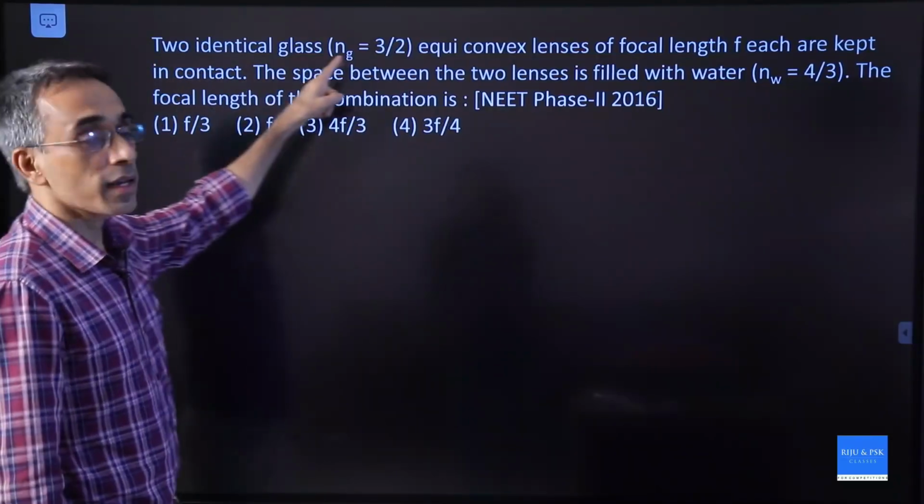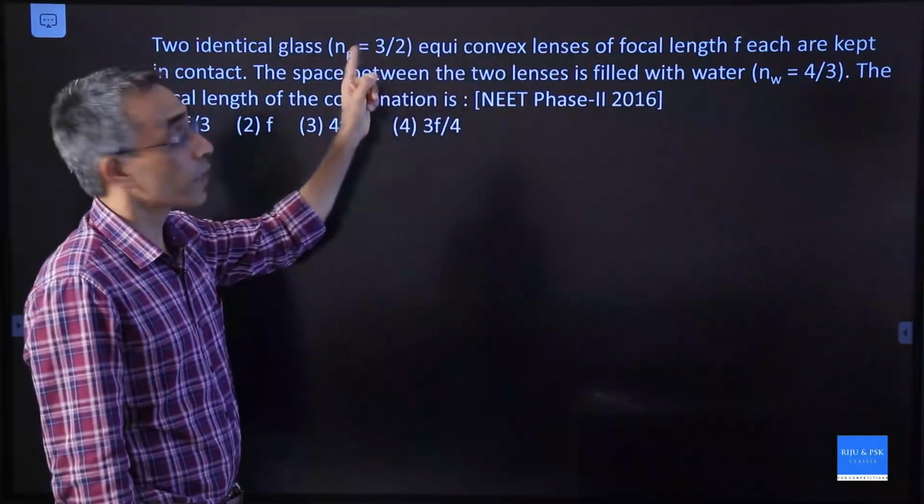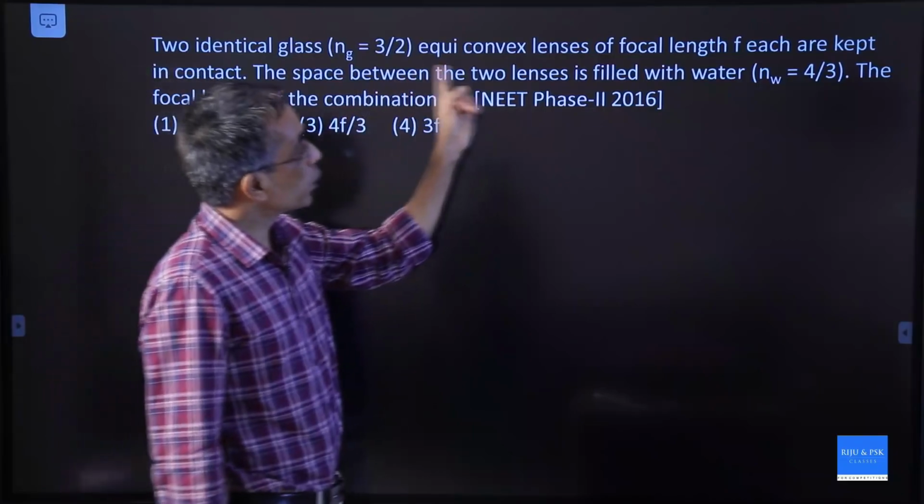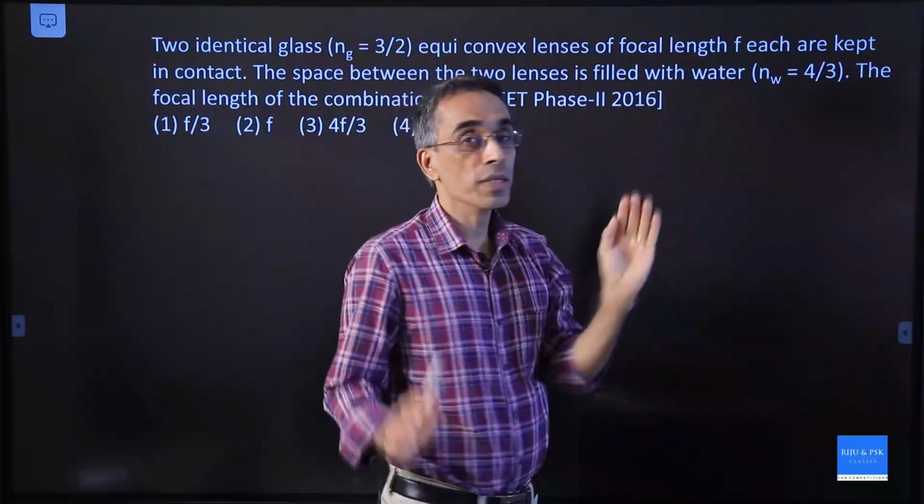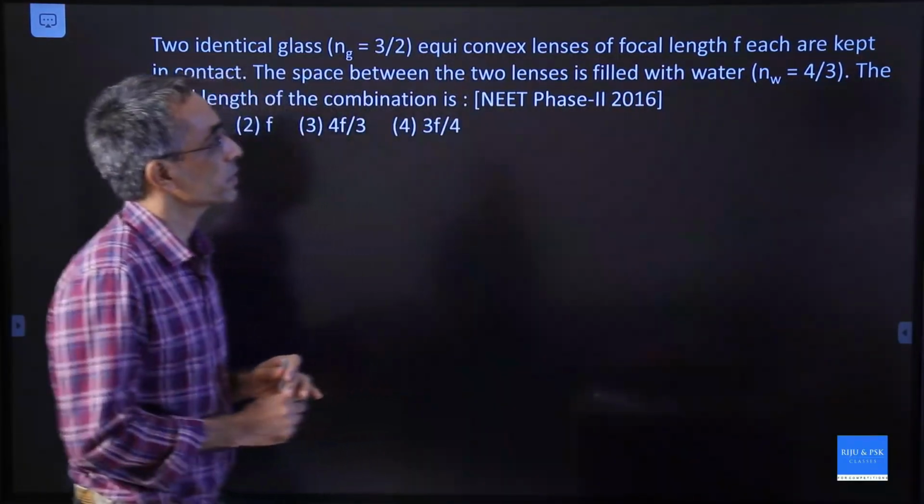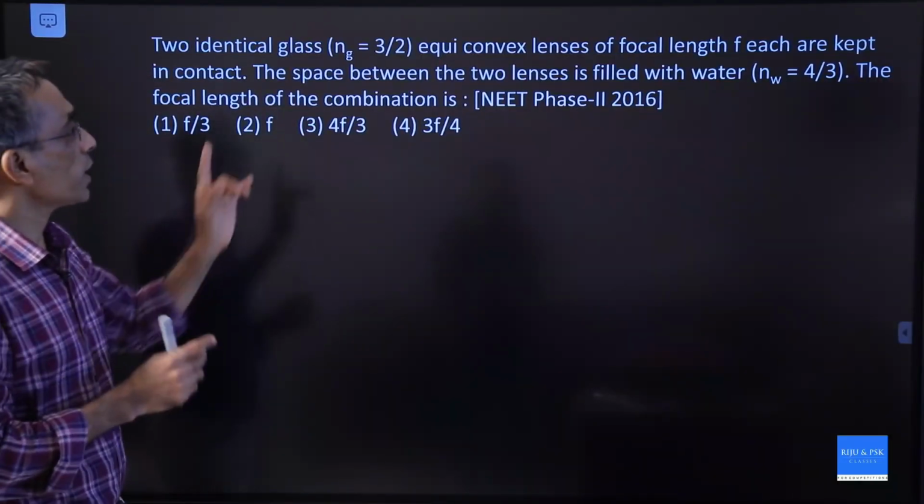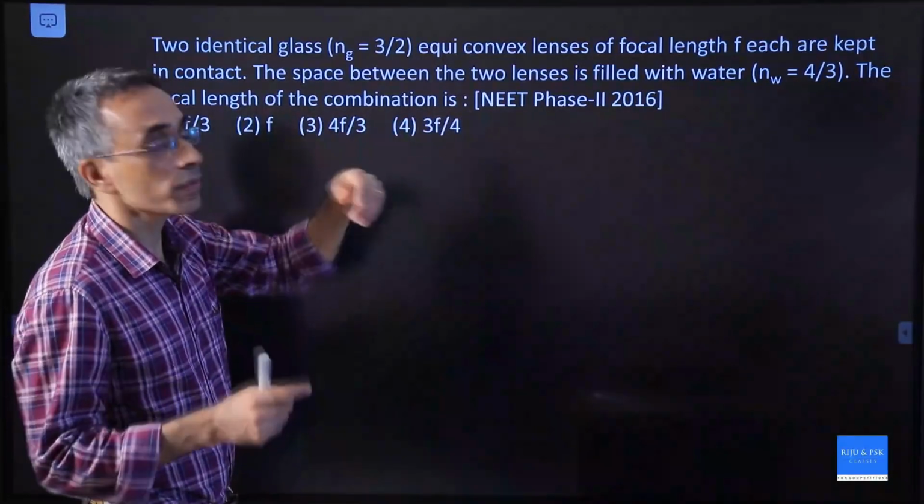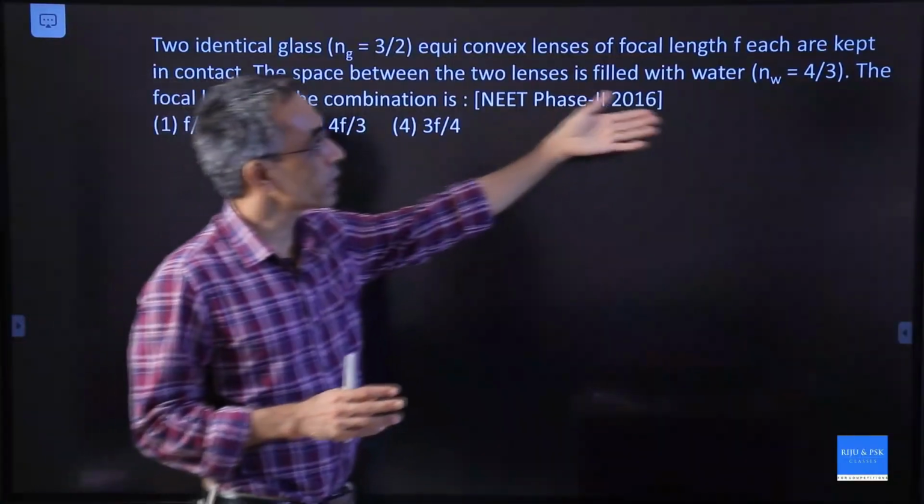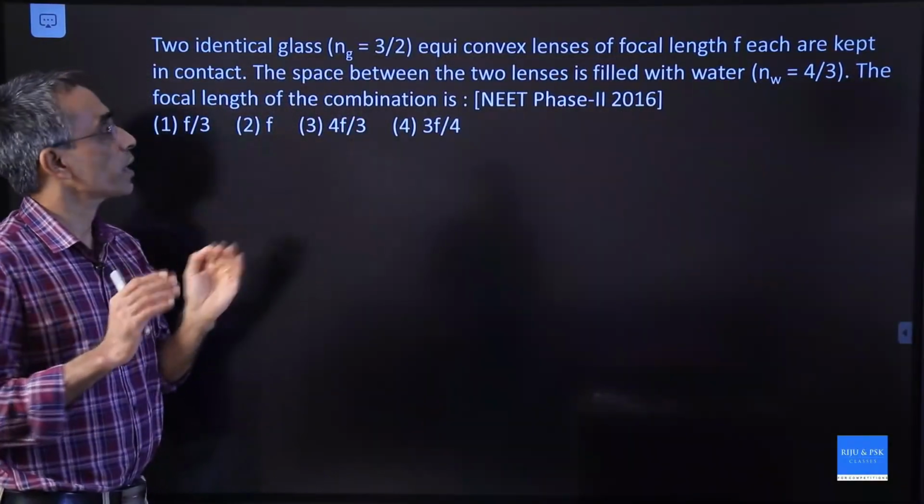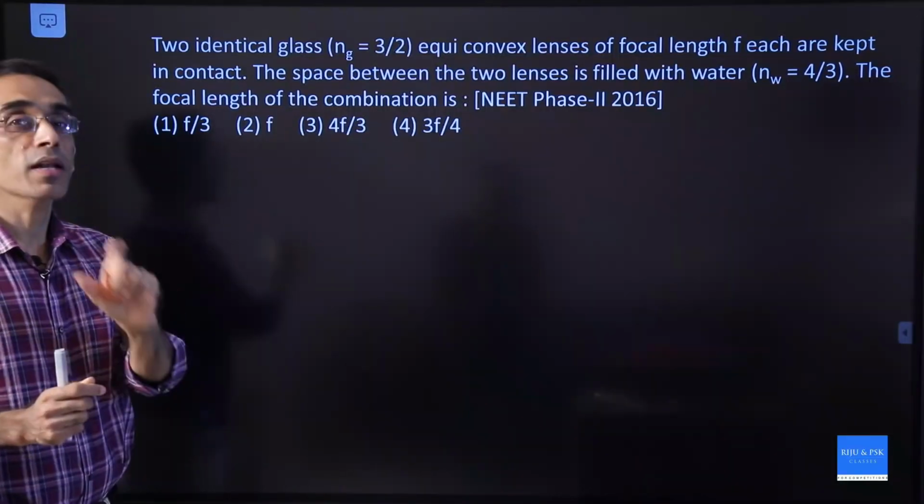There are two identical glass lenses, refractive index 3/2, equiconvex lenses of focal length f each. So, these are identical in every aspect and they are kept in contact, and the space between the two lenses is filled with water, refractive index 4/3. What is the focal length of the combination? This is from thin lenses in contact.